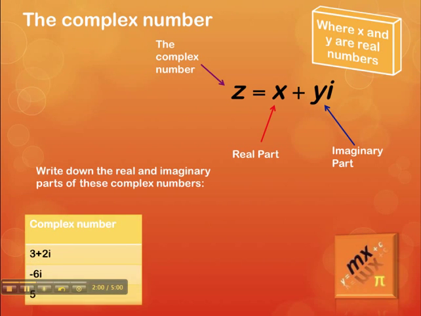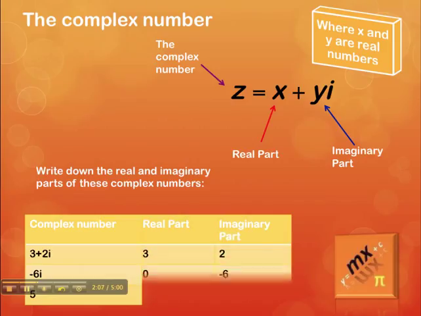Now find the real and imaginary parts by yourselves for the complex numbers shown below. Pause the video and have a go by yourself. Hopefully you got the answers shown in the table. If not, read through the above again and try to understand why.